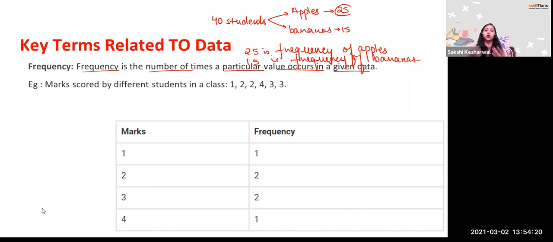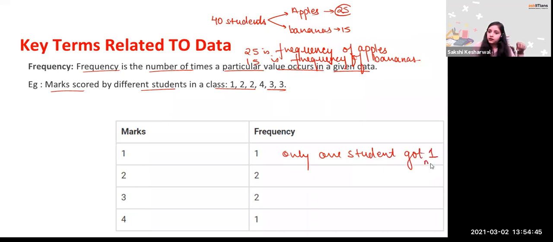Let's take an example, like marks scored by different students in the class. I took a test of 5 marks and somebody got 1, somebody got 2, somebody got 3, and somebody got 4. How many students got 1 mark? Only one student got 1 mark. Please don't confuse yourself. How many students got 2 marks? Only two students got 2 marks in the test out of 5, right?